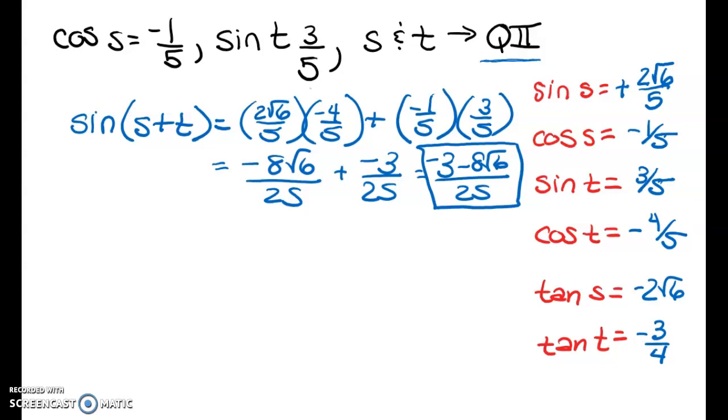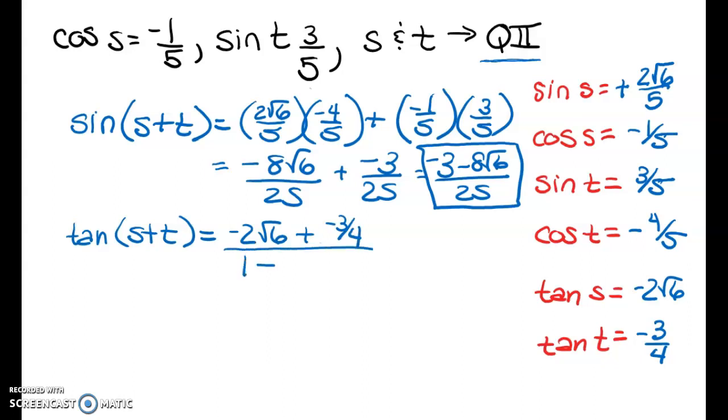This is the second part of the part 2 series of the sum and difference identities for sine and tangent. All right, so we still have to find the tangent of s plus t. So let's go ahead and use our formula. It's going to be the tangent of s, which is negative 2 radical 6, plus the tangent of t, which is negative 3/4, over 1 minus the tangent of s times the tangent of t.